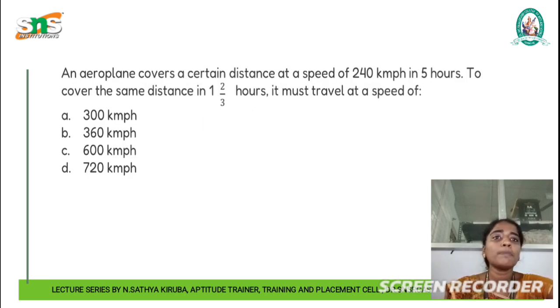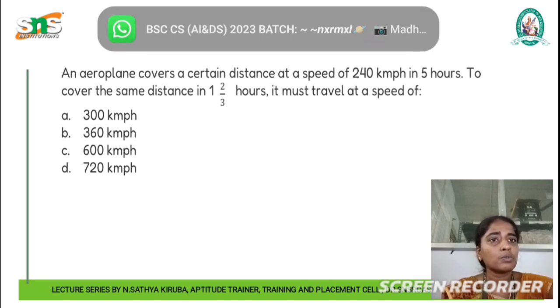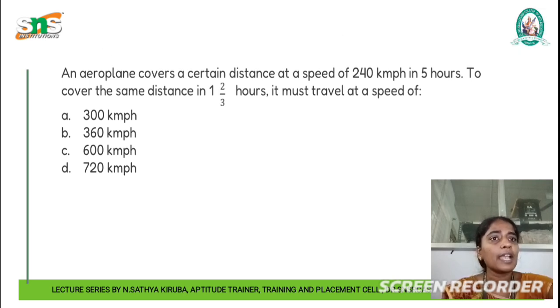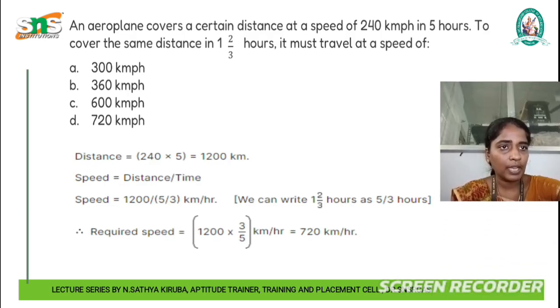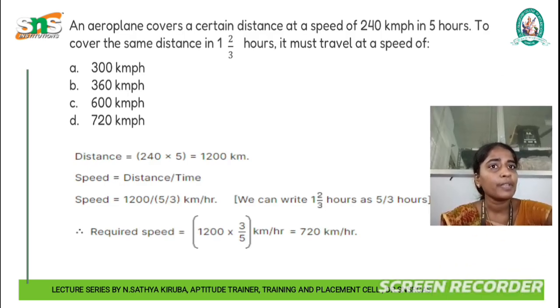Now, an aeroplane covers a certain distance at a speed of 240 kilometer per hour in 5 hours. To cover the same distance in 1 2 by 3 hours, it must travel at a speed of, and the options are given. Distance is equal to speed into time, so 240 into 5 hours is 1200 km.